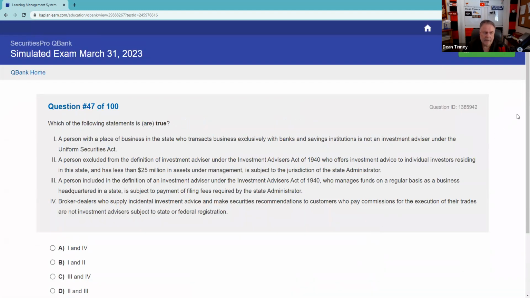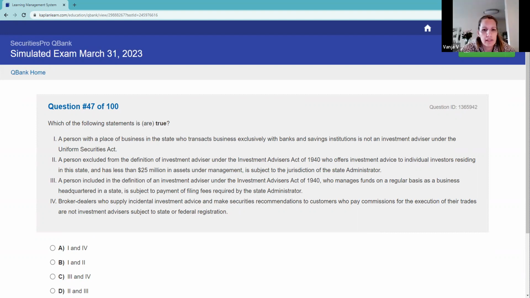Good job. Which of the following statements is true? A person with a place of business in the state who transacts business exclusively with banks and savings institutions is not an investment advisor under the USA. A person excluded from the definition of investment advisor under the Investment Advisers Act of 1940 who offers investment advice to individual investors residing in this state and has less than 25 million in assets under management is subject to the jurisdiction of the state administrator.